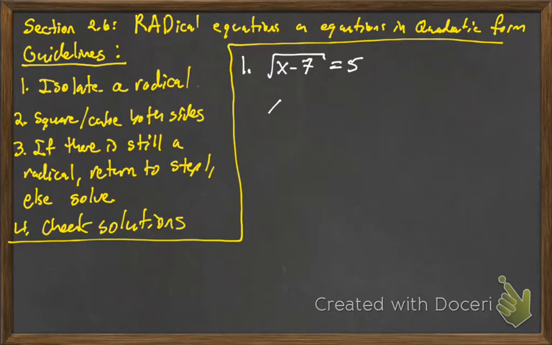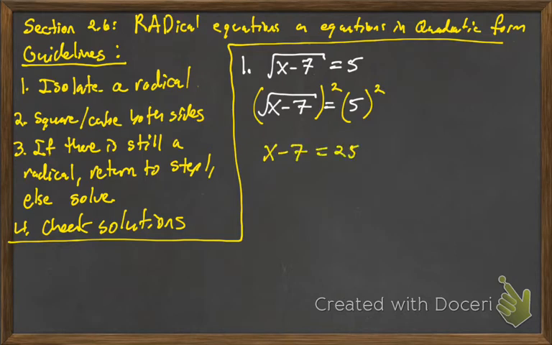To undo that square root, we're going to square both sides of the equation. The square and the square root will undo each other, so that frees the x minus 7 from the square root. That's going to be equal to 25. We'll add 7 to both sides of the equation, and we get x is equal to 32.